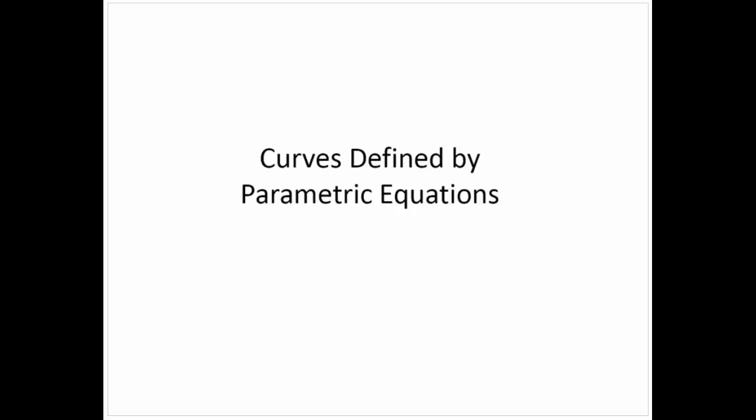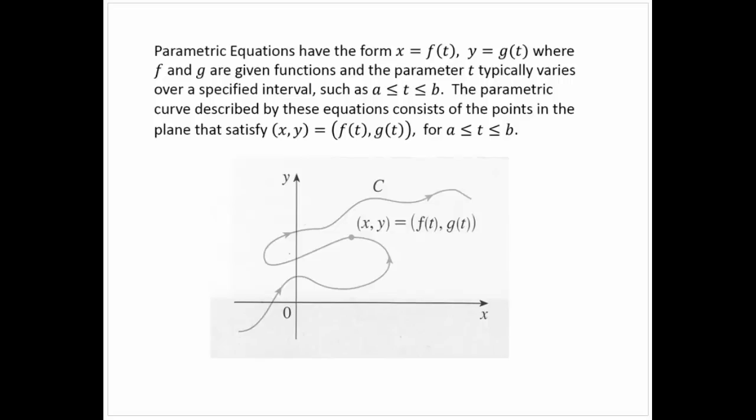Curves defined by parametric equations. Parametric equations have the form x equals f of t and y equals g of t, where f and g are given functions and the parameter t typically varies over a specified interval, such as a is less than or equal to t is less than or equal to b. The parametric curve described by these equations consists of the points in the plane that satisfy (x, y) equals (f of t, g of t) for the t values in that interval from a to b.